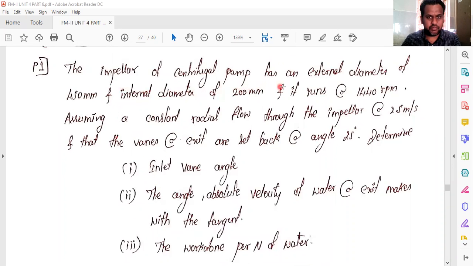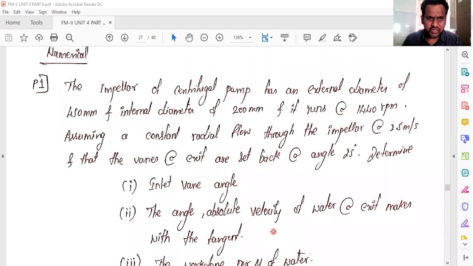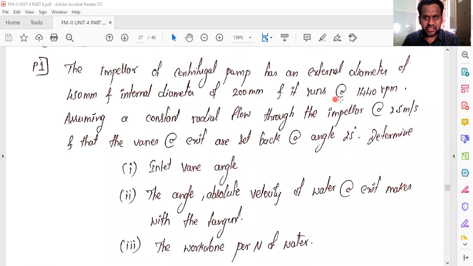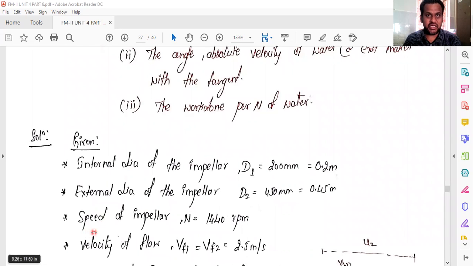The impeller of the centrifugal pump has an external diameter of 450 and internal diameter of 200. That means he has given the internal diameter and the external diameter of the impeller, that is capital D1 and D2, where D1 indicates the internal diameter and D2 indicates the external diameter. So internal diameter D1 is 200 and external diameter D2 is 450. Next, it runs at 1440 rpm, that is capital N, the speed of the impeller. So speed of the impeller N is equal to 1440 revolutions per minute, that is rpm.